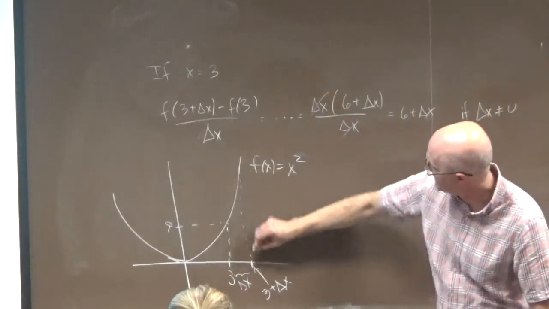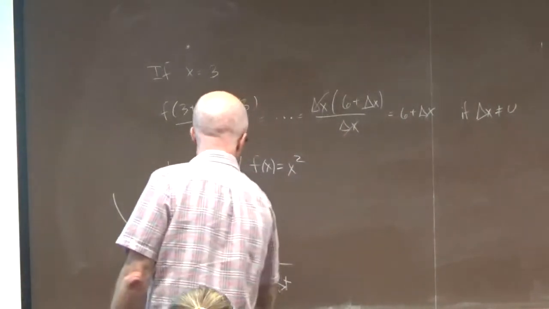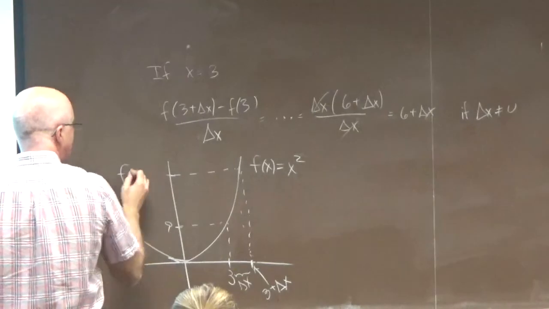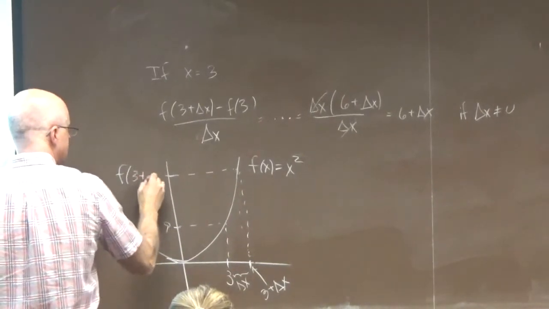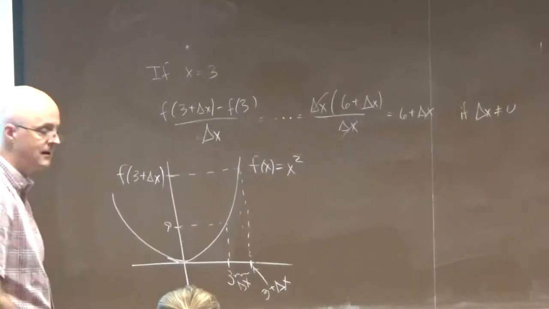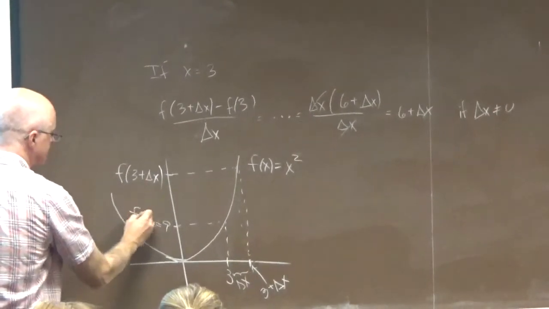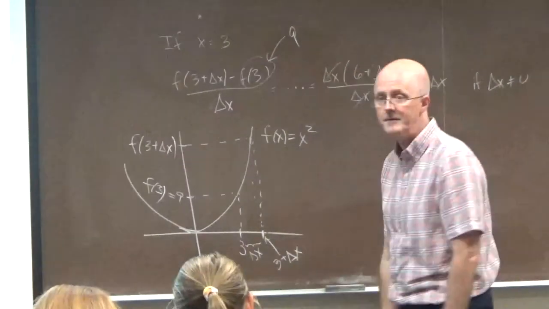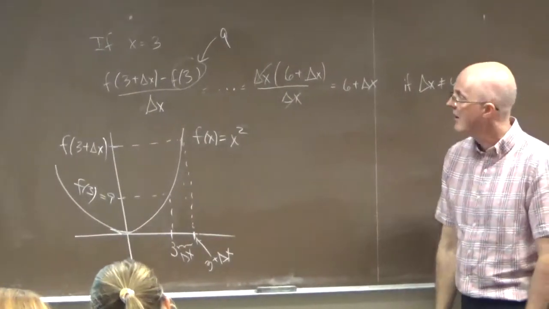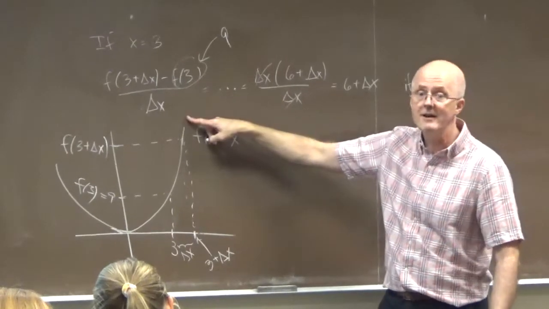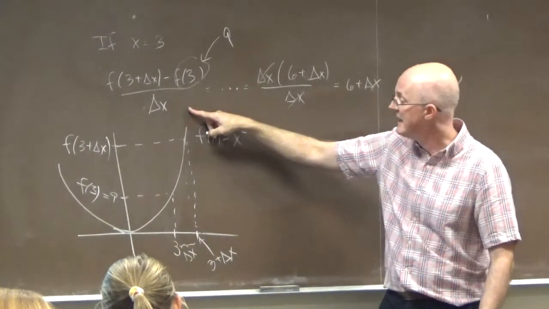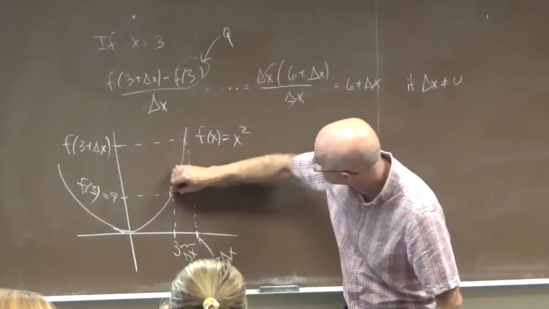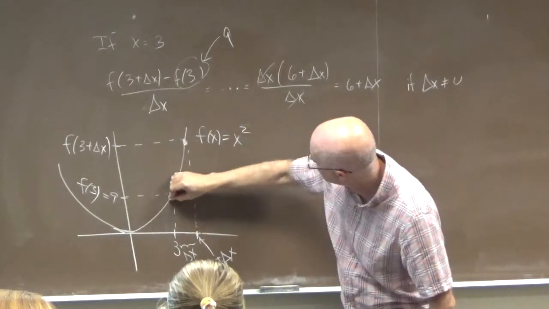If I go up to the graph, and over here, this number right there is going to be f of 3 plus delta x. And by the way, f of 3 is 9 right there. This is rise over run, change in y over change in x. Not for the curve itself, but for a line. What line? The line between this point and this point. This line right here.